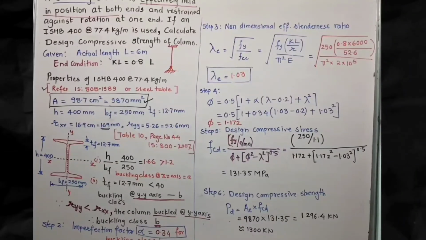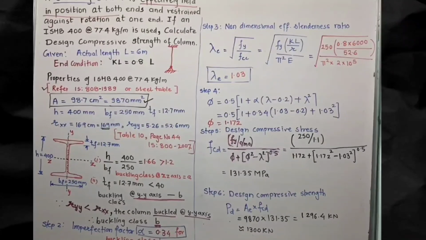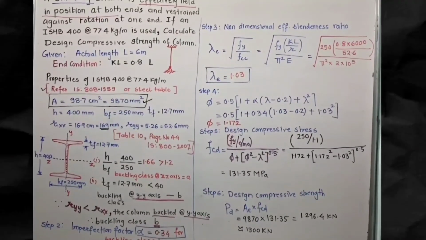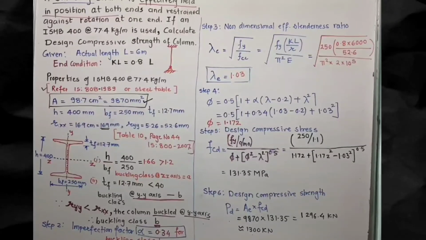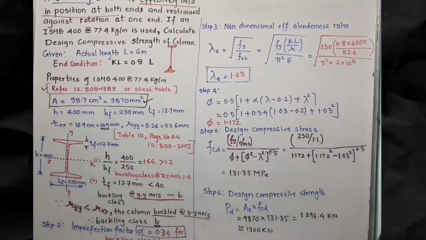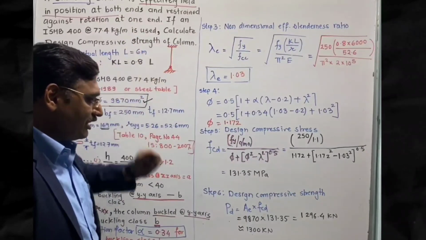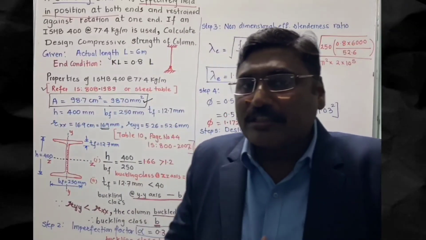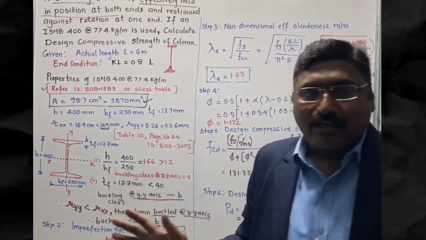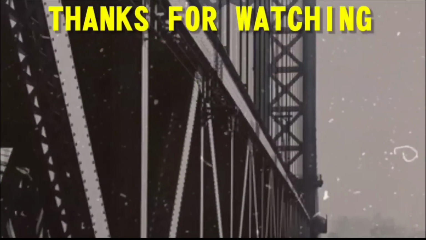So both are very close to 1300. So the design compressive strength of the given ISHB 400 at the rate 77.5 kg per meter, which is 6 meter long and one end is fixed, other end is hinge, is 1300 kilonewton. So we can solve this numerical by using design charts or by using the standard formula.